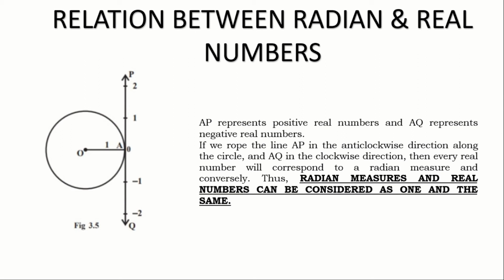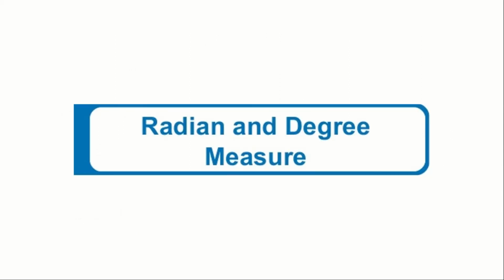If it creates an angle, it is a radian, and on one side it will be anti-clockwise, so it shows positive, and on the other side it will be clockwise, so it is negative. So positive, negative, along with zero are called real numbers. Therefore, radian measure and real numbers are considered the same. This is the relationship between radian and real number.